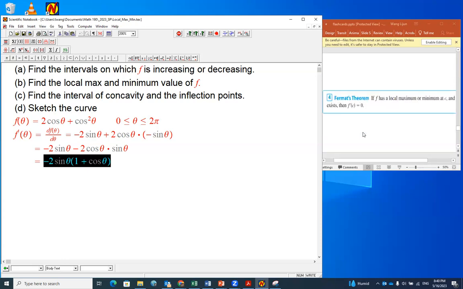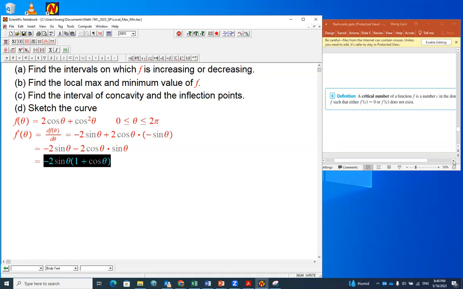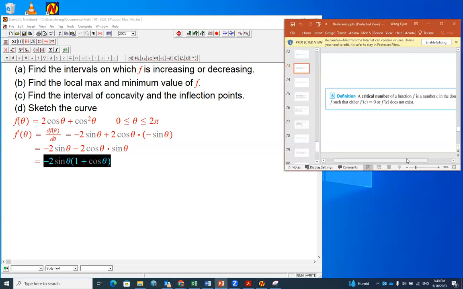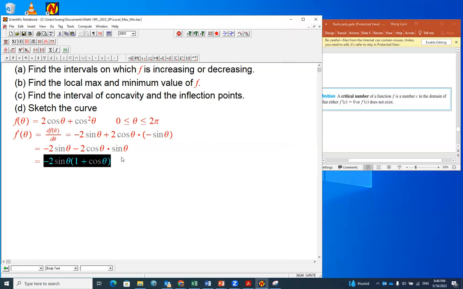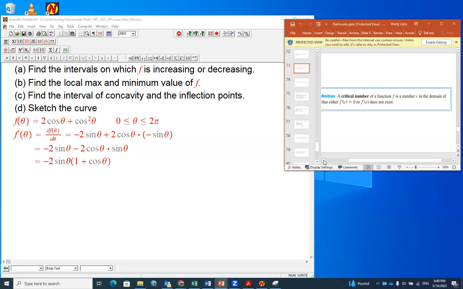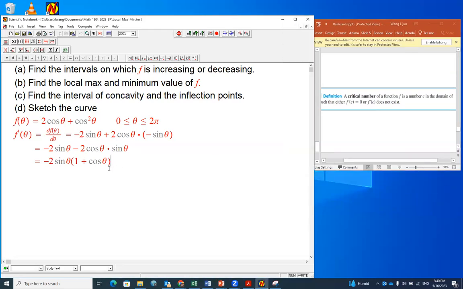If you look at the definition of critical number, which is right here, there is the category where the derivative does not exist and the number is in the domain of the function. That kind of number doesn't exist here. So all of our critical numbers are going to be the numbers where the derivative is zero, by Fermat's theorem, by definition. And of course, those numbers will be candidates for local max and local min.